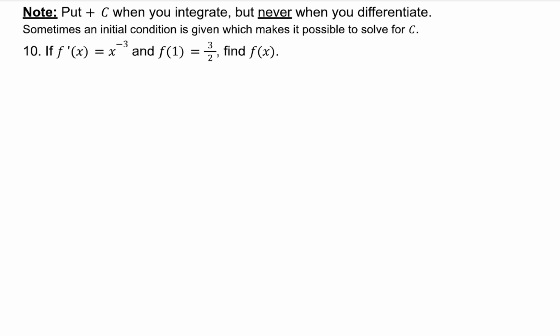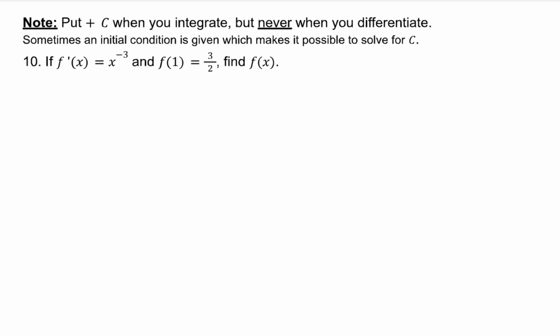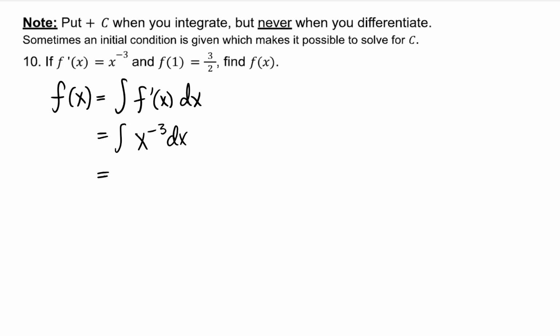Note, put plus c when you integrate, but never when you differentiate. Sometimes an initial condition is given which makes it possible to solve for c. If f prime of x is x to the negative 3 and f of 1 is 3 halves, find f of x, the antiderivative. F of x is the integral of f prime of x with respect to x. Our integrand is f prime of x, which is x to the negative 3. Go ahead and use the power rule for integration.